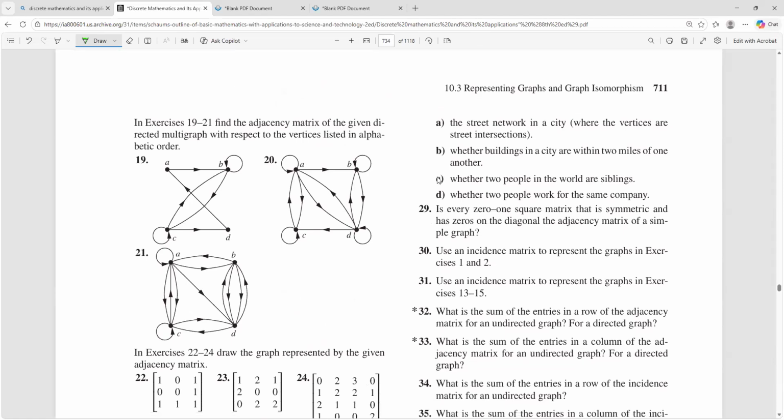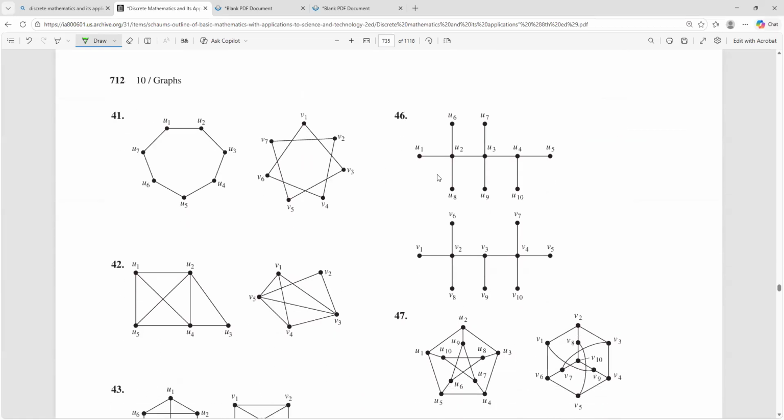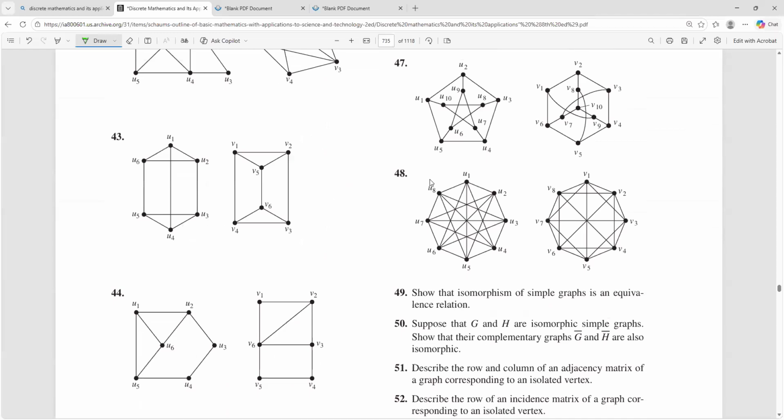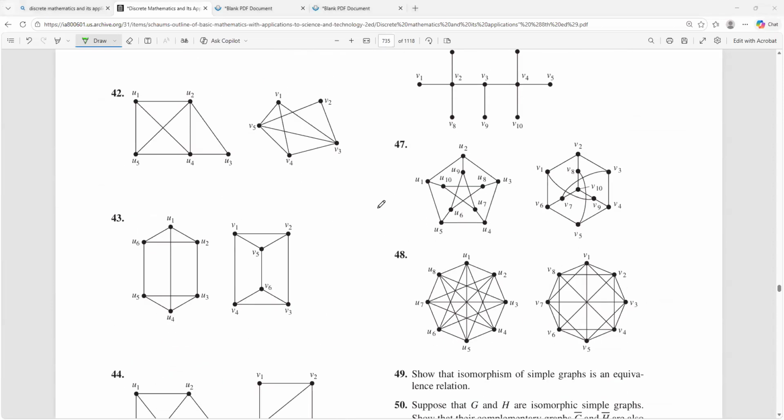So let's quickly do 47 before we finish. What are they asking? Determine whether the given pair is isomorphic. Oh God, pick the best one for last. Wow, this one is hard to visualize. Okay, let's start coloring.